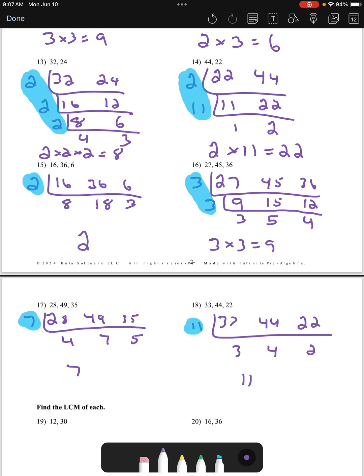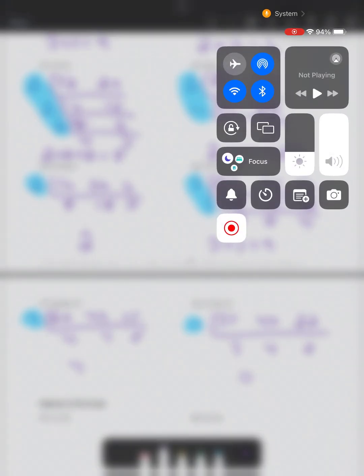And for number 18, the only thing that they will all divide by is 11. So our GCF is 11.